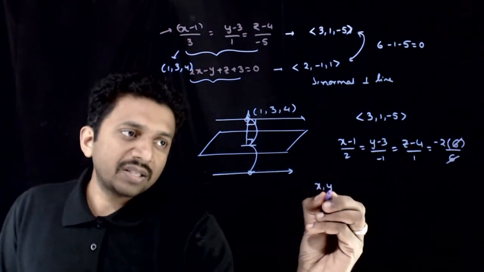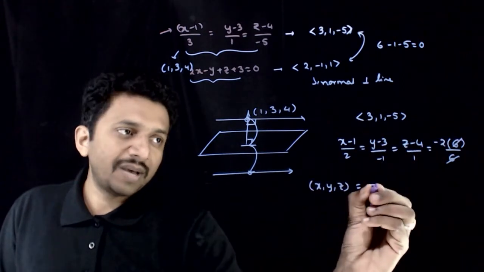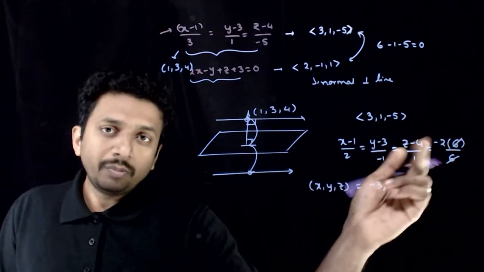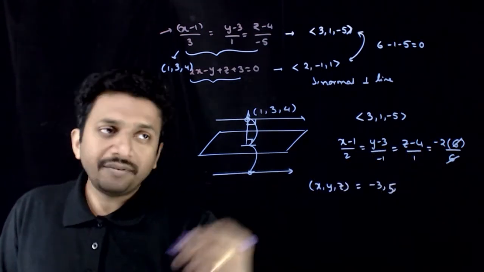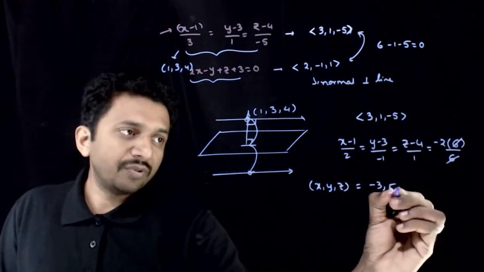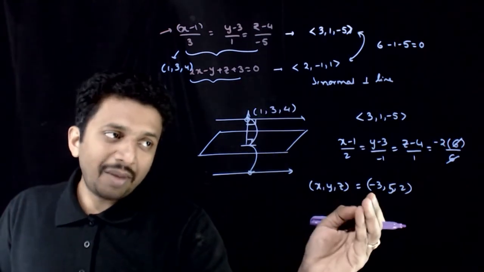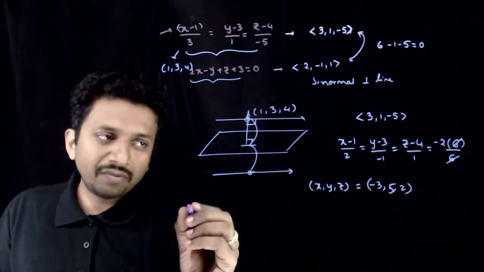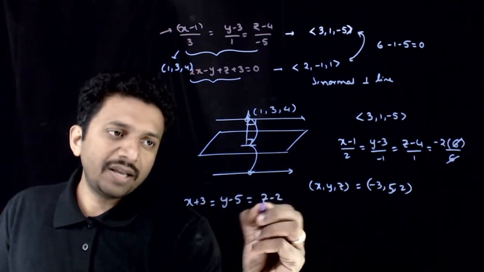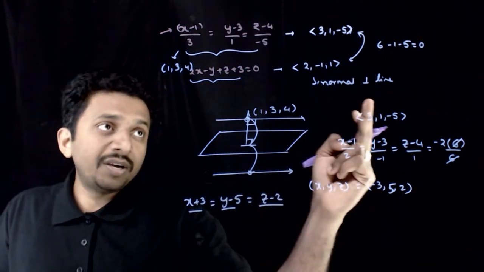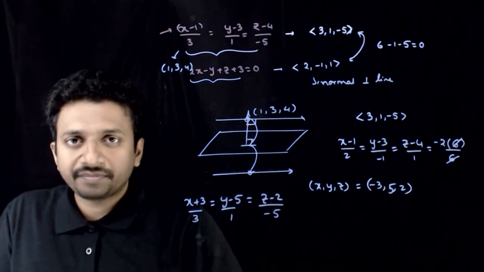So the image (x, y, z) is: 2 into −2, −4 + 1 is −3. 2 + 3 is 5. −2 + 4 is 2. So the image of this point about this plane is (−3, 5, 2). So what is the equation of this line? (x + 3)/3 = (y − 5)/1 = (z − 2)/(−5). The numbers which come in the denominator are nothing but 3, 1, −5. Thank you.